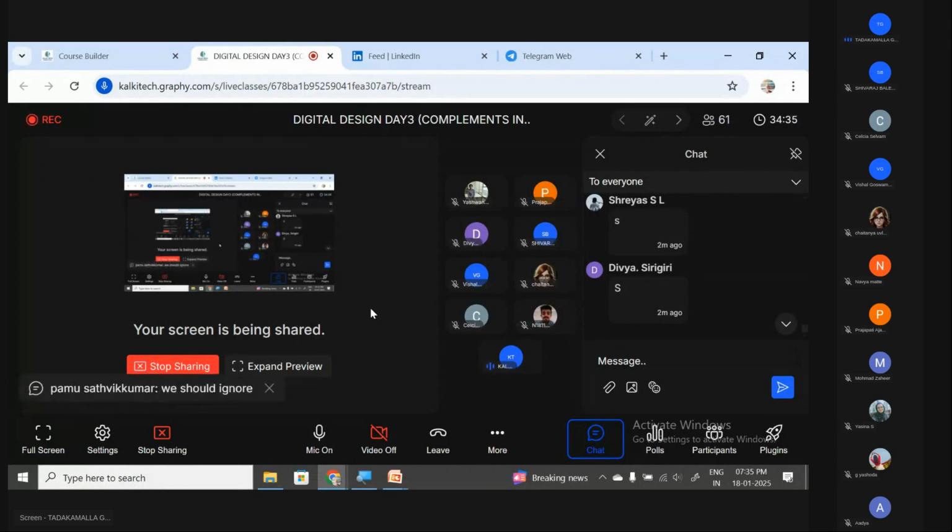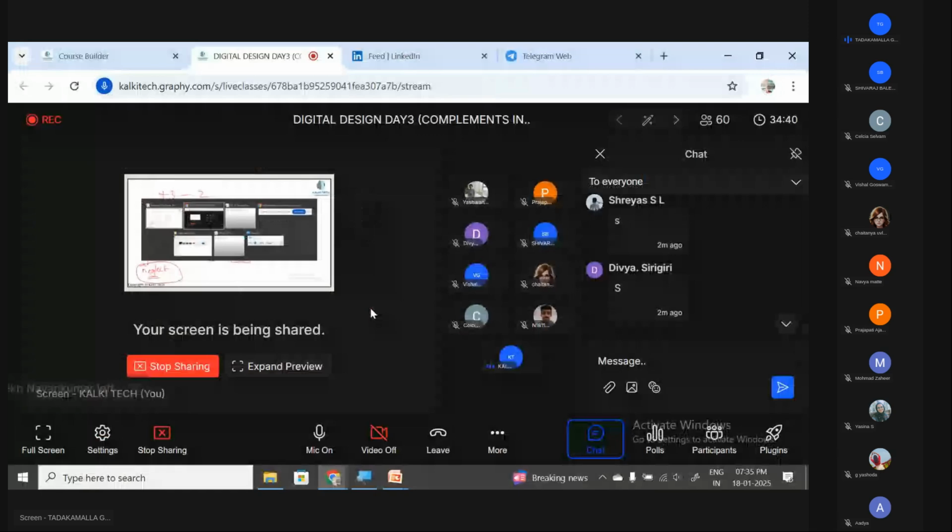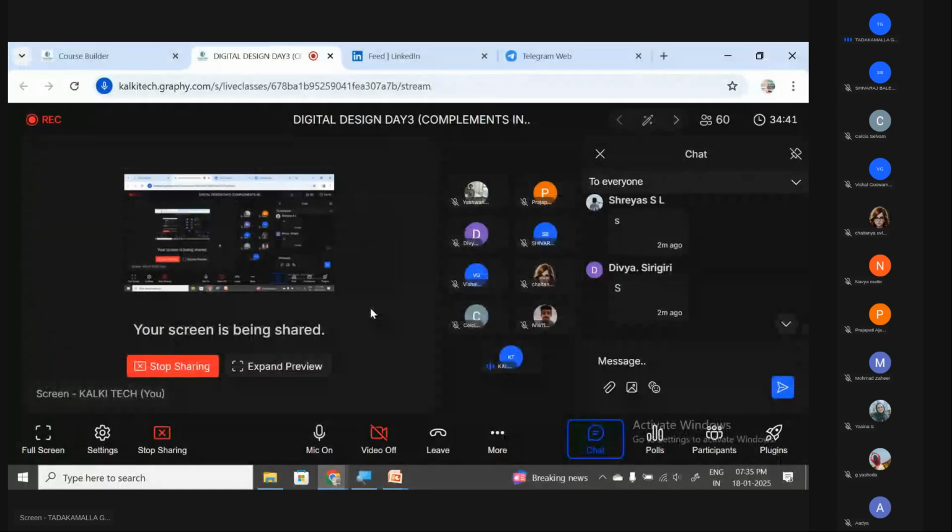Whereas in the case of, yeah, that is a procedure actually. That is a procedure we are following. So in the 2's complement, if we are getting a carry, we are just neglecting it. And in the 1's complement, if we are getting a carry, we should add it to the resultant to get the final answer. Okay. So please remember these 2 points. I will come back to these 2 points again.